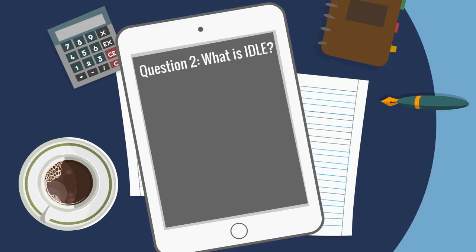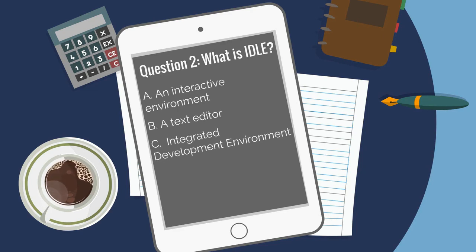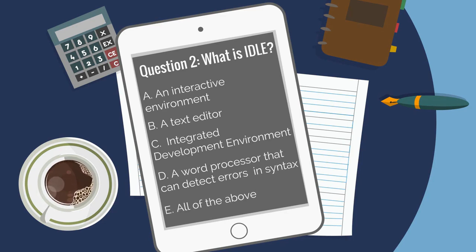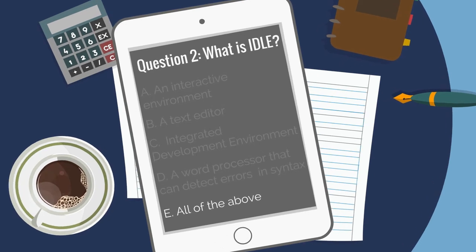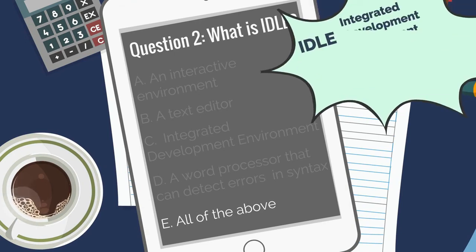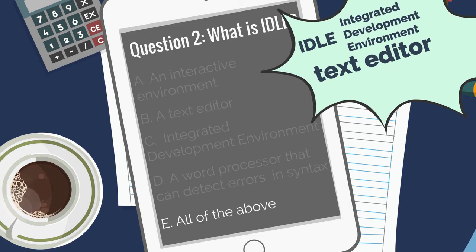Question 2. What is IDLE? A, an interactive environment. B, a text editor. C, integrated development environment. D, a word processor that can detect errors in syntax. E, all of the above. The answer is E, all of the above. That's right. IDLE, which stands for Integrated Development Environment, acts as a text editor where you can write in your code. It also provides services such as reporting of syntax errors.